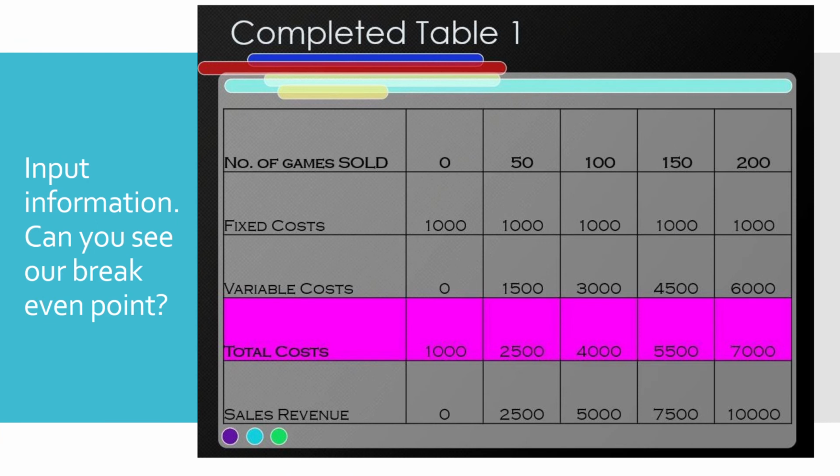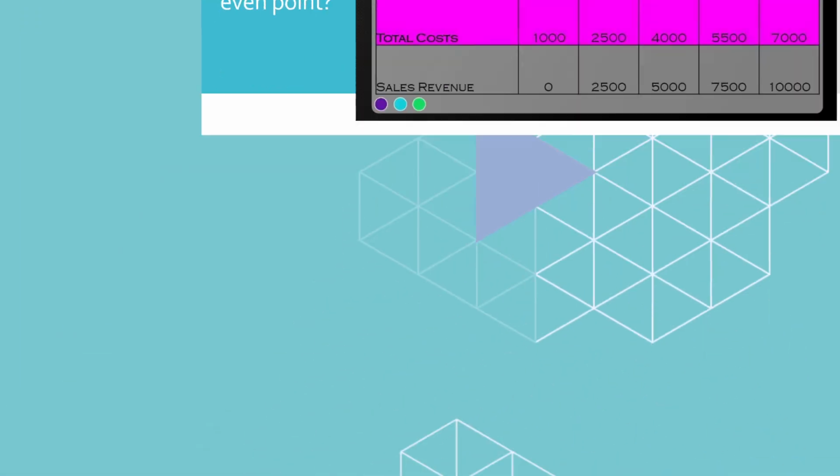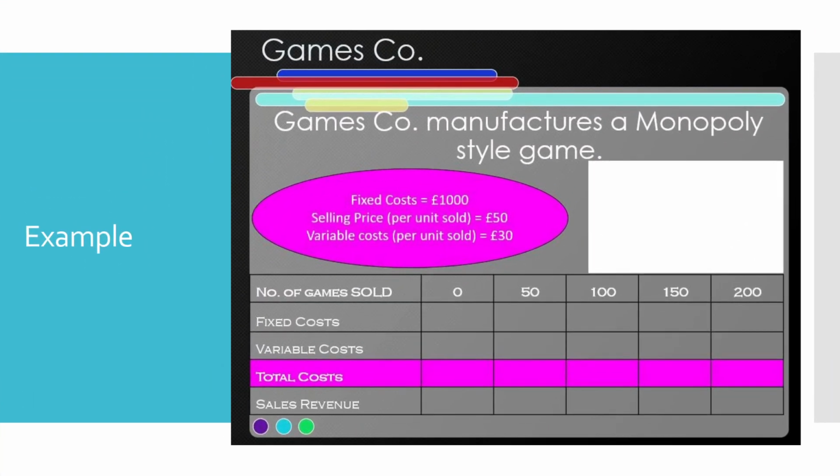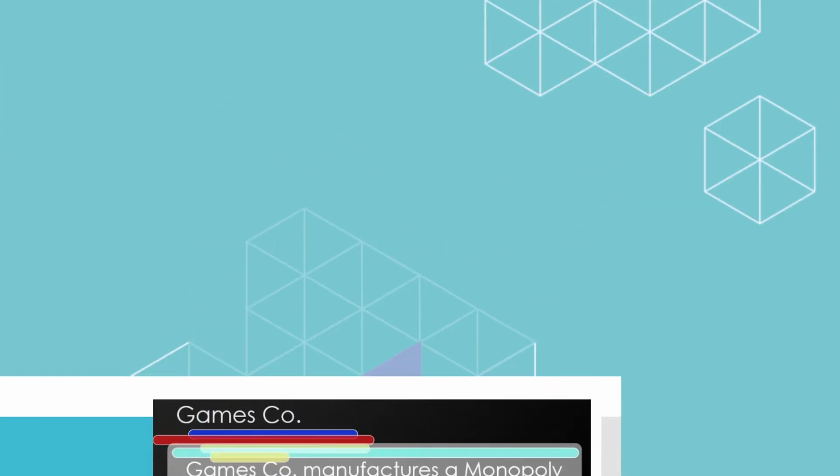Okay, so your table that you have filled in should look something like this. So the information has been put in. Our fixed costs are always going to be 1,000. They do not change. Our variable costs are dependent on the number of sales. So if we sell 0, then we've got 0 variable costs. Going back to our variable cost, it was £30 per unit.